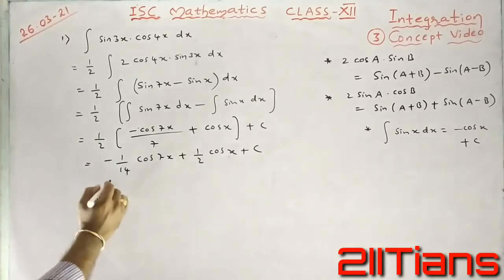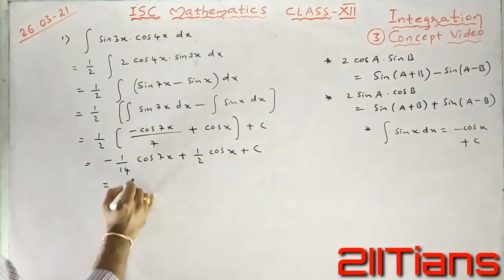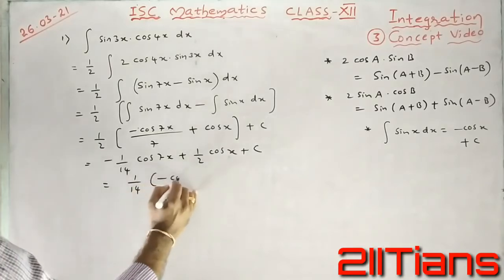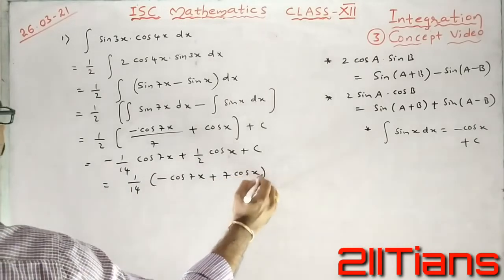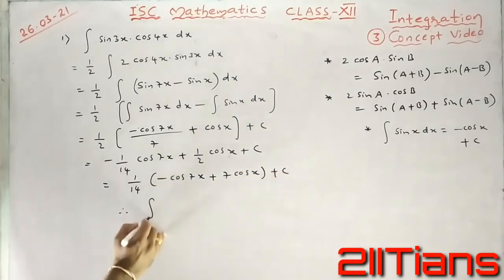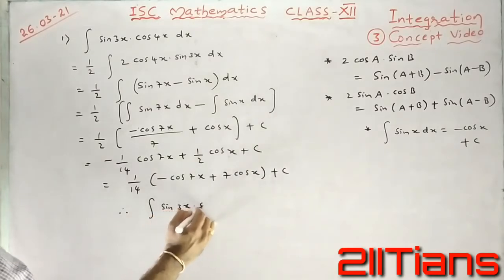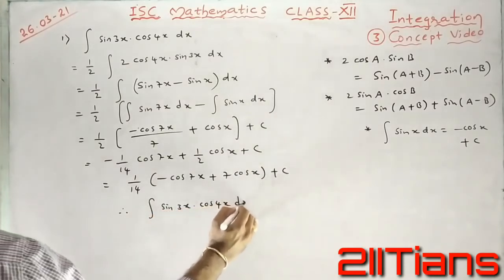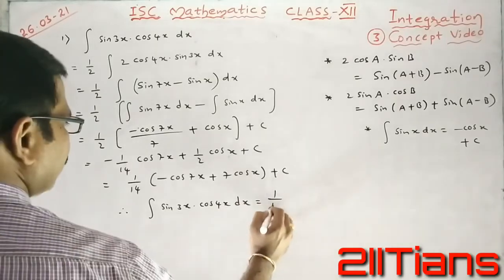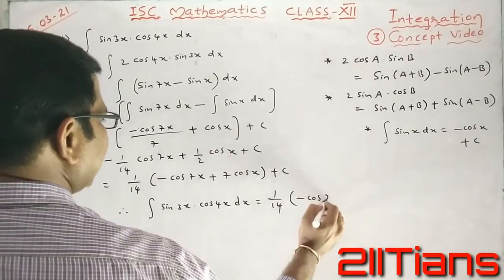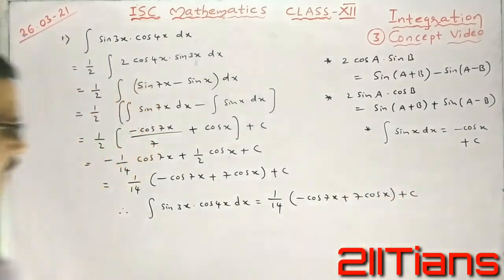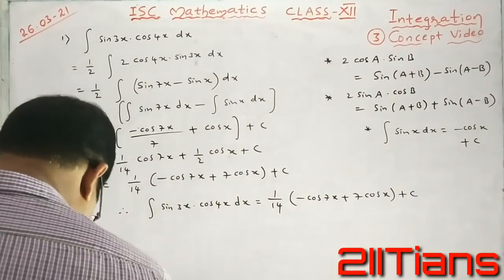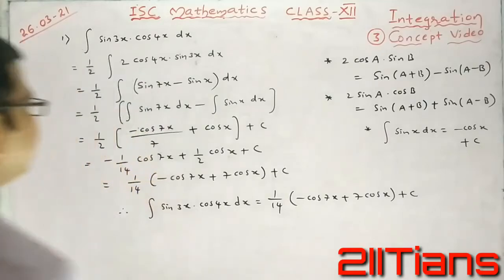So if you want to take 1 by 14 LCM, 1 by 14 if you take minus cos 7x, 2 7 times will come, so 7 cos x plus c. So therefore integral sin 3x into cos 4x dx equal to 1 by 14 times minus cos 7x plus 7 cos x. Both are different, don't think they are equal. Cos 7x and 7 cos x, both are different. Okay? That is the way we can write.